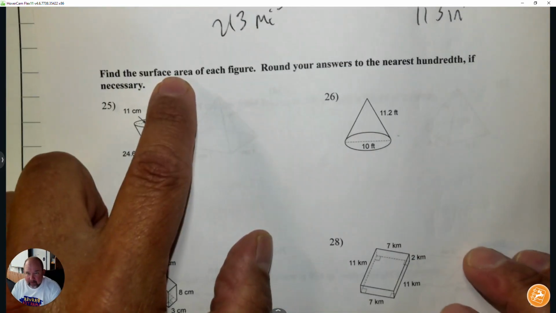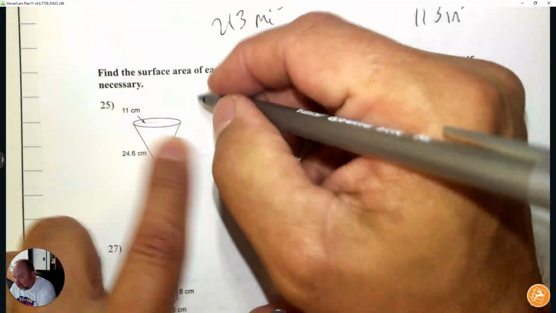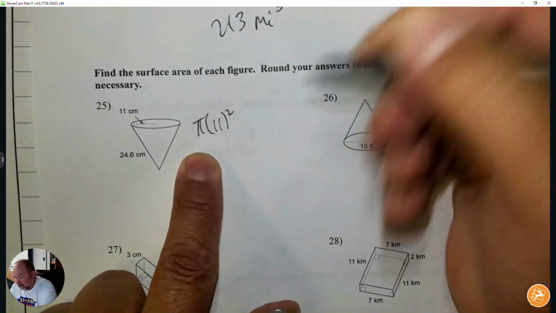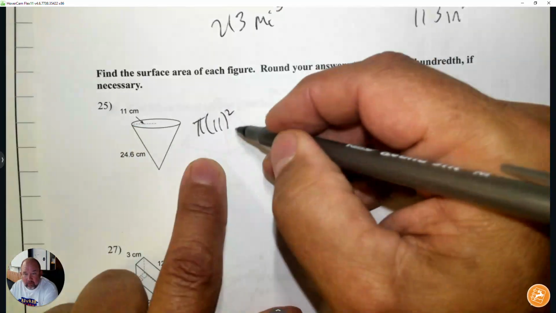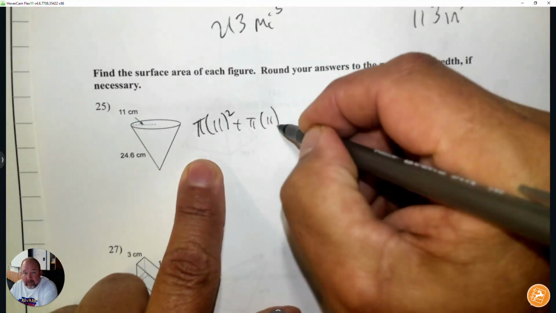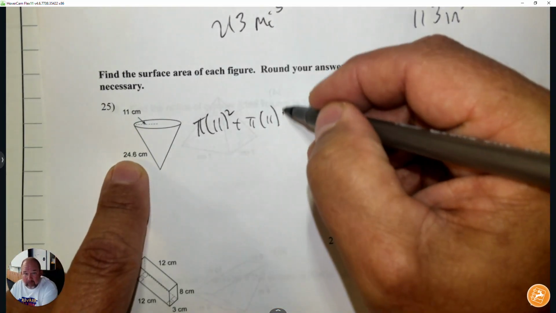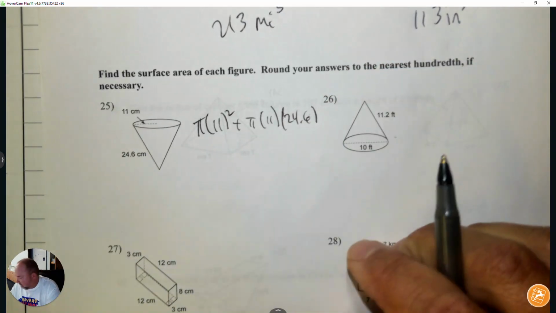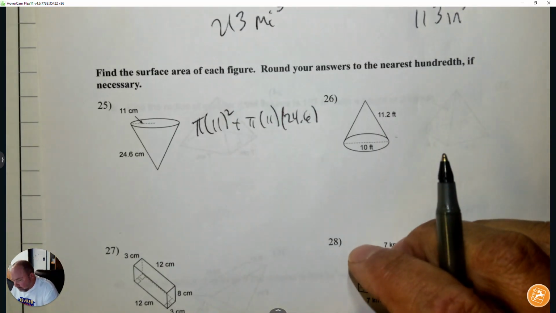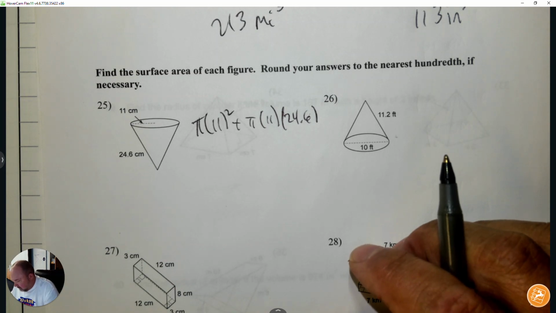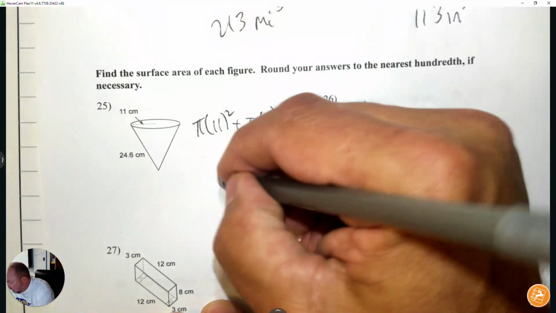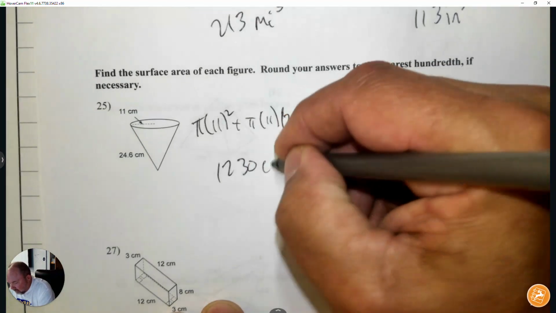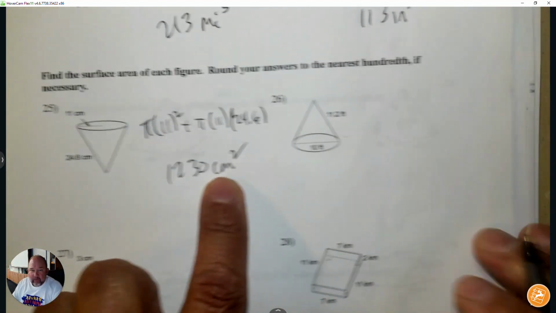Now I want to find the area of this. So for a cone, take the radius. So pi r squared is a circle plus pi r, what they say L, the slanted height, 24.6. And that's it. I round that to 1,230. Again, it's area, so it's squared.